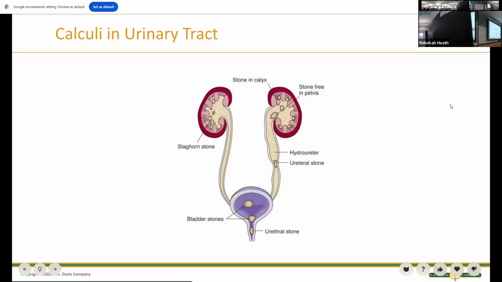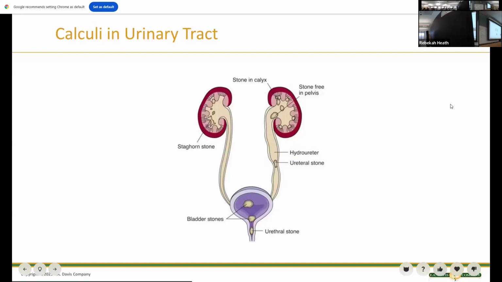Sometimes you might see something called a staghorn stone. A stag is another word for an elk or deer, and they have antlers, you know? When the stone is shaped with big horns, big protrusions, often into the kidney itself, rather than being smooth and roundish like most kidney stones, those are called staghorn.